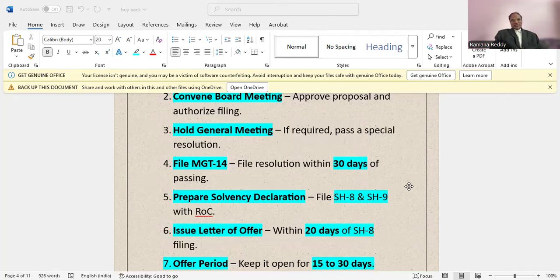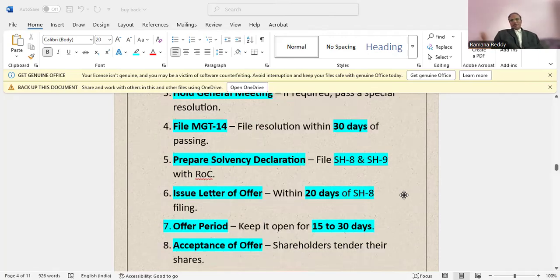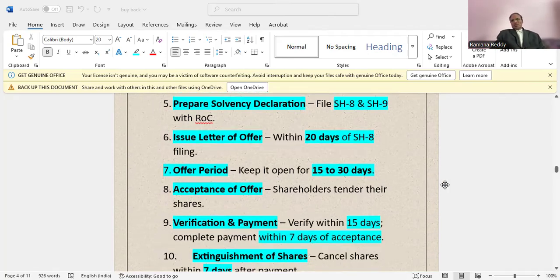File the letter of offer. Then the offer period. Keep it open for 15 to 30 days. Acceptance of offer: shareholders tender their shares. Verification and payment: 15 days' time is given for completing the verification and 7 days' time is given for payment after acceptance.